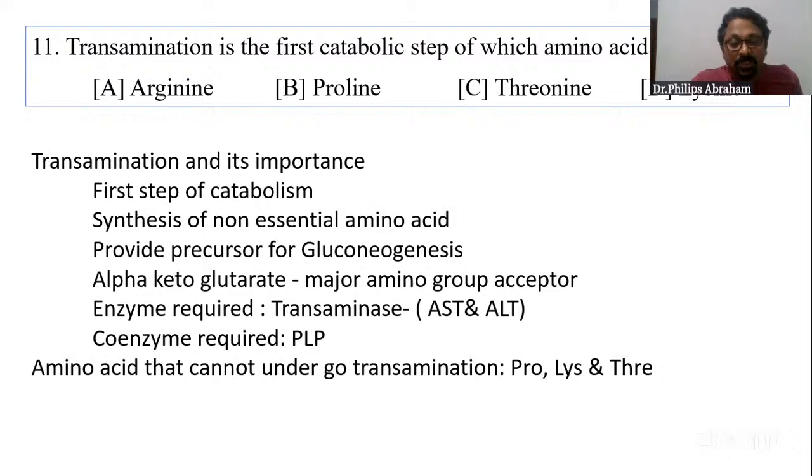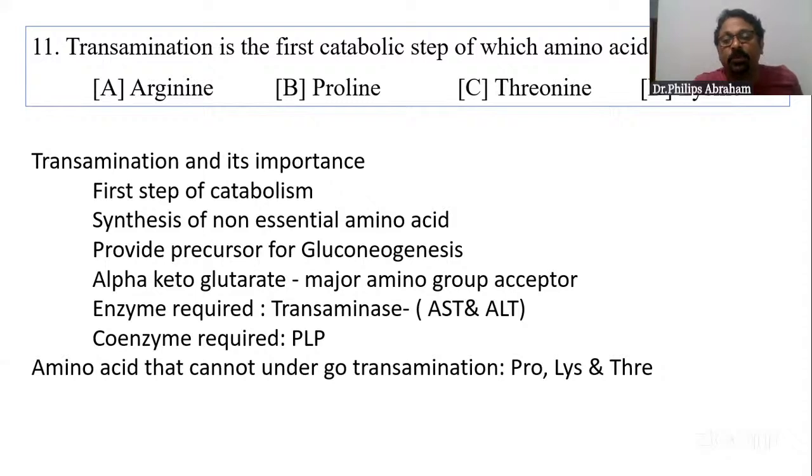Now listen, this one is a tricky one. The amino acids that cannot undergo transamination are proline, lysine, and threonine. That means these amino acids cannot undergo transamination. So for these 3 amino acids, transamination cannot be the first catabolic step.